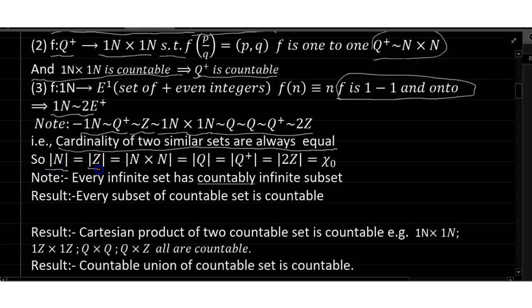The cardinality of N equals the cardinality of Z, and the cardinality of N cross N, Q plus and 2Z equals aleph naught. This symbol is aleph naught.